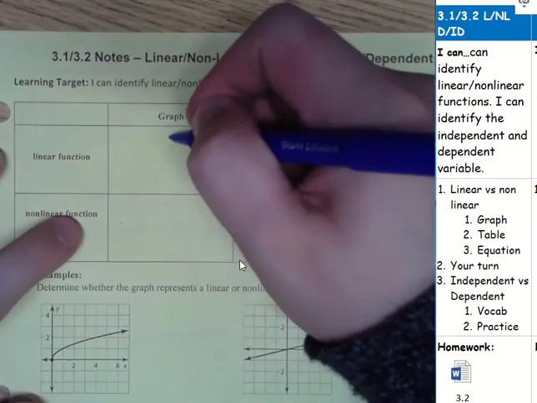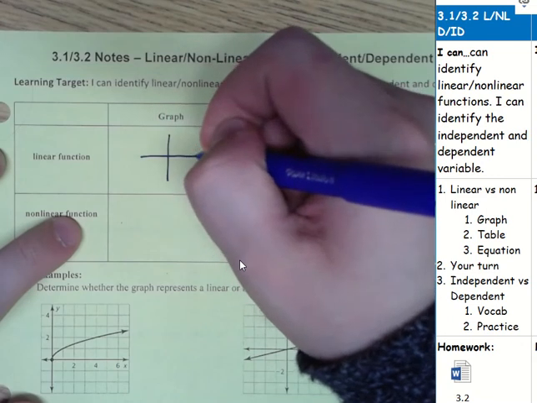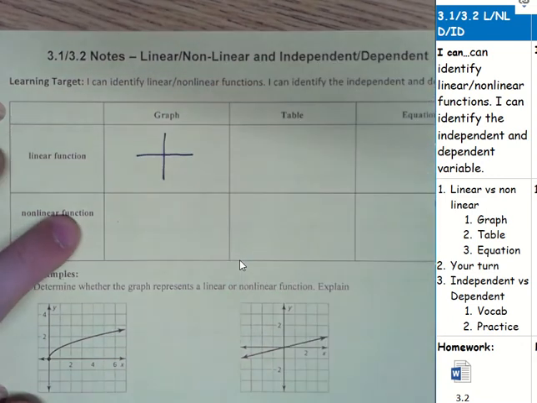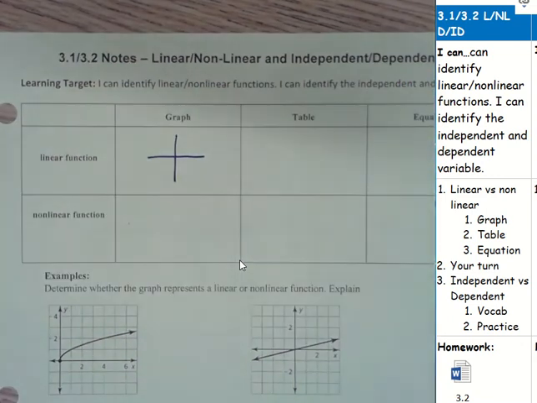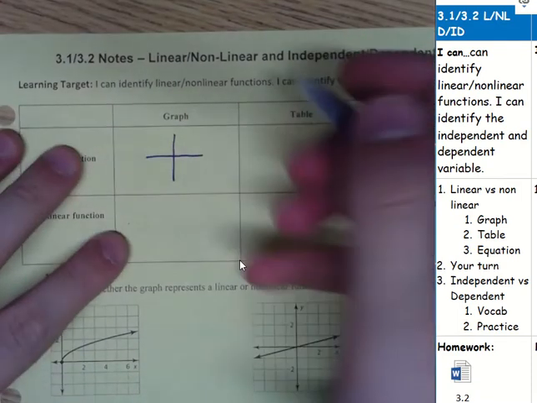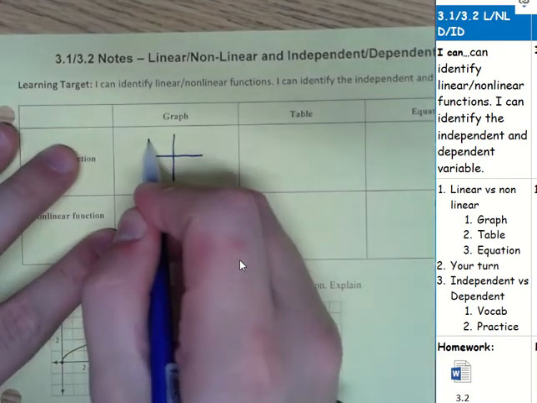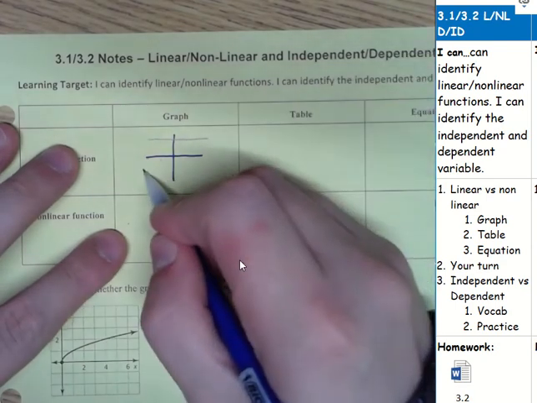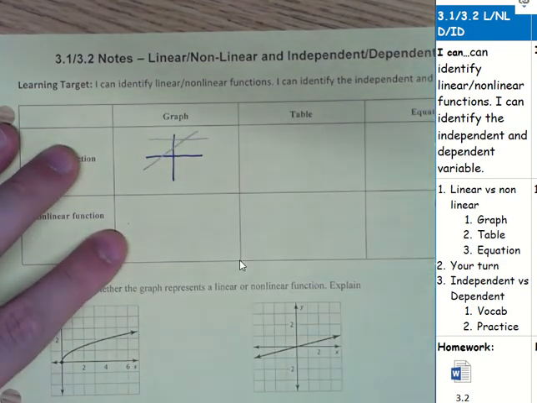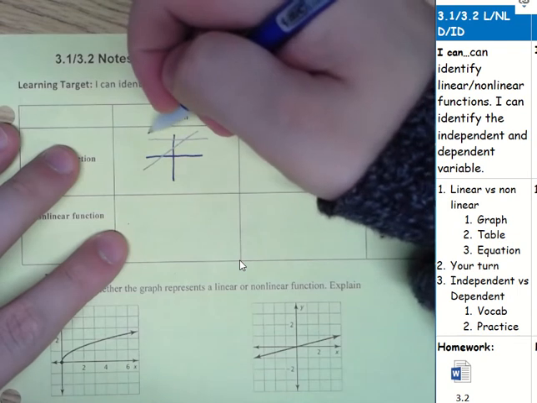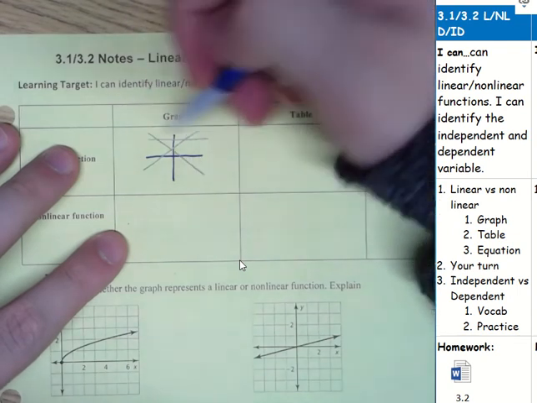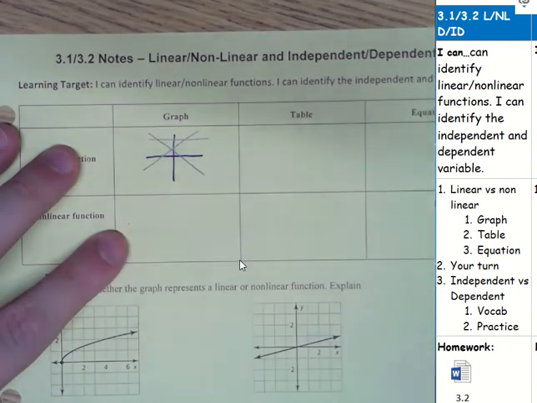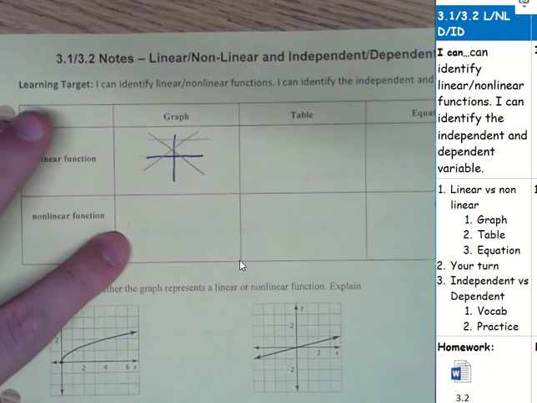When I have a graph, I always have an x and y plane. And a linear function is pretty easy because it's just anything that goes in a straight line. So here's my x and y coordinate. So I could have a line that goes like this, straight across. I could have one that goes up at an angle like this. I could have one that goes down like this. I could have any variation of these, so some might be steeper than others, but as long as it's a straight line, it is linear.